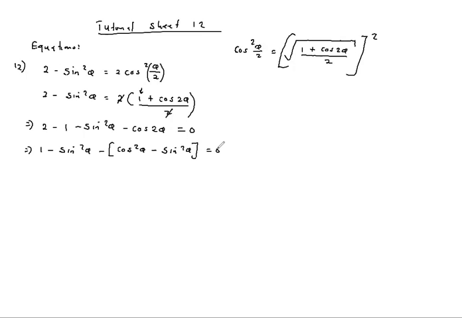And then if you expand through there, you get 1 minus sine squared theta minus cos squared theta plus sine squared theta is equal to 0. Okay, so this is where you need to be sure of the plus or minus there.